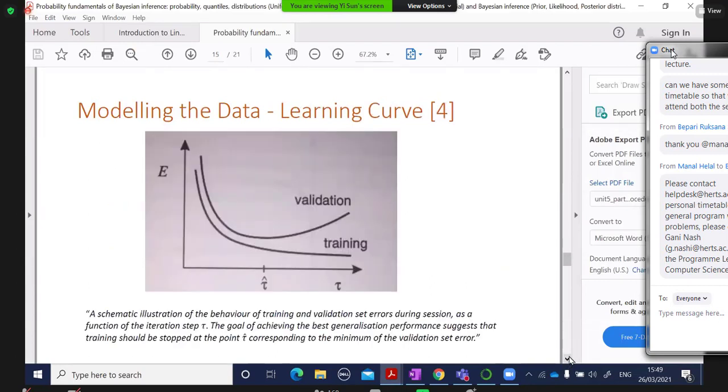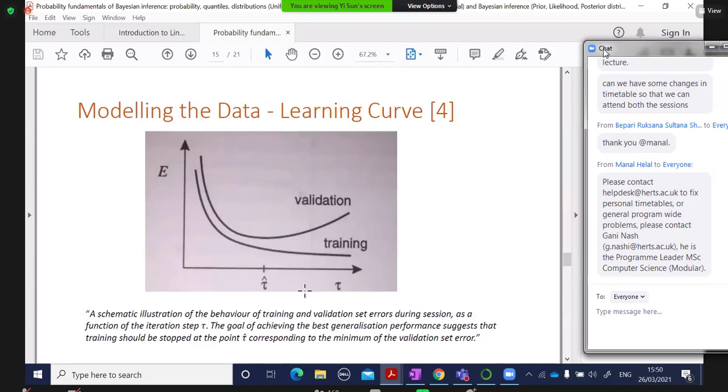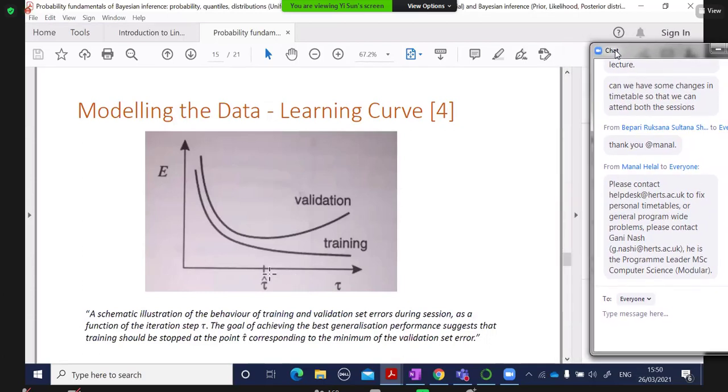Here is a very important topic. What is this? This is the learning curve. A learning curve is a picture of the behavior of training set and validation set performance against a parameter in the training procedure. For example, let's consider we are using the gradient descent algorithm to find the parameters of a simple linear regression. So here is the iteration step against the error.